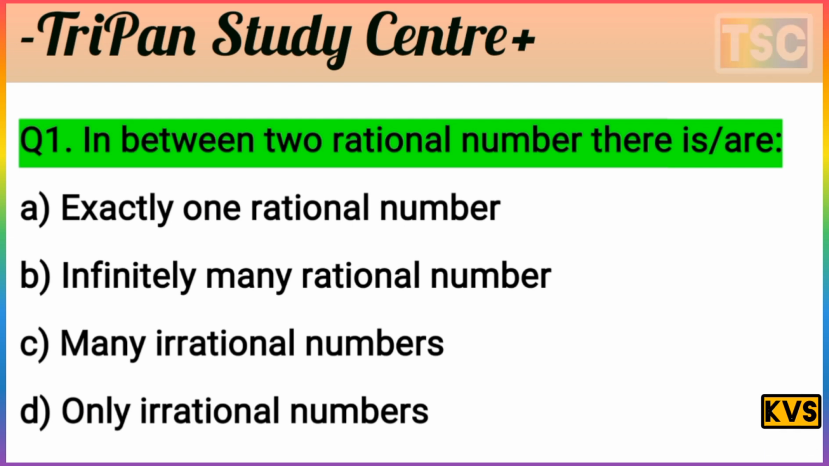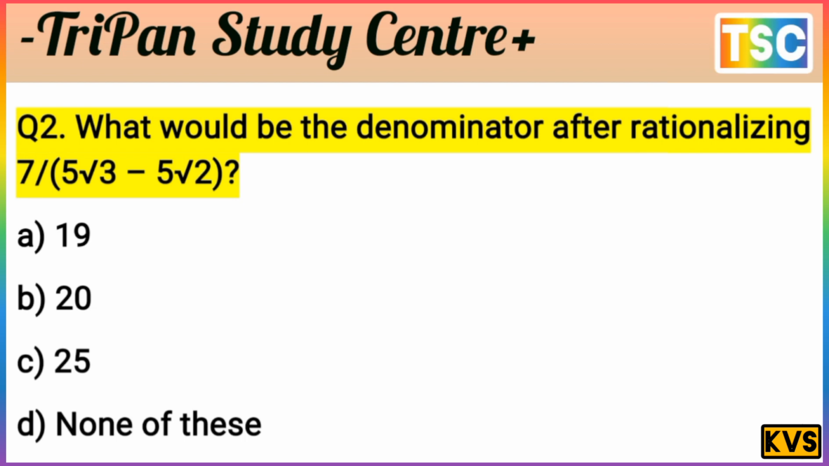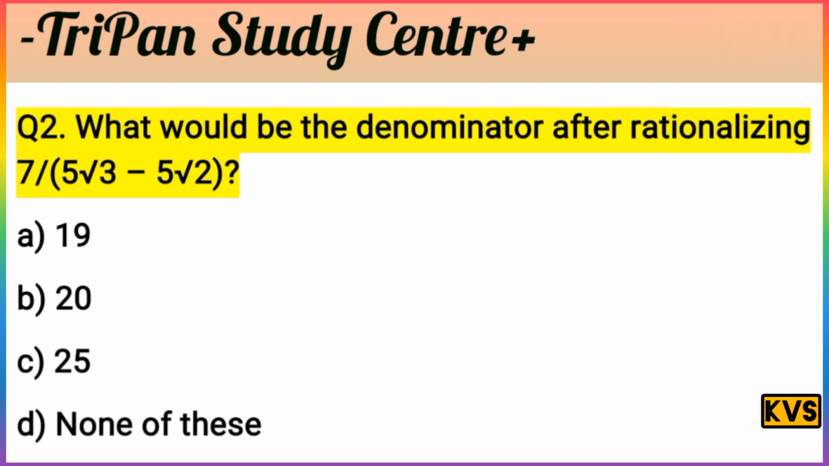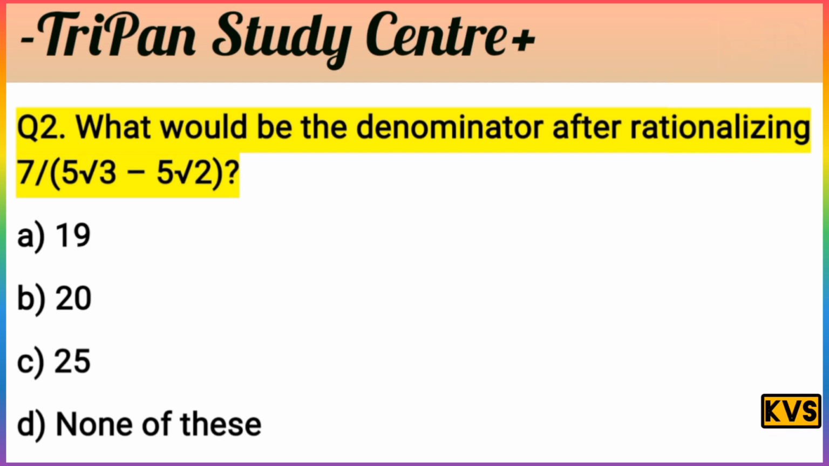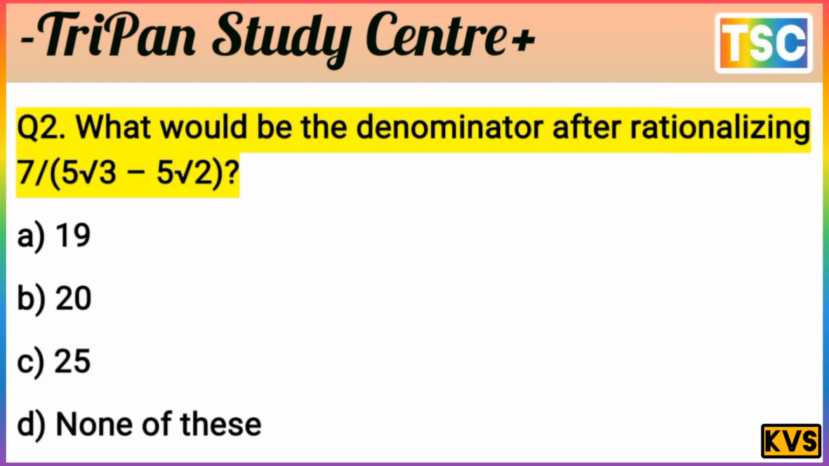Let's see the next question. What should be the denominator after rationalizing 7 upon (5 under root 3 minus 5 under root 2)? That's important here. The question asks for the denominator after rationalizing. Solve it in your notebook first and check your answer.